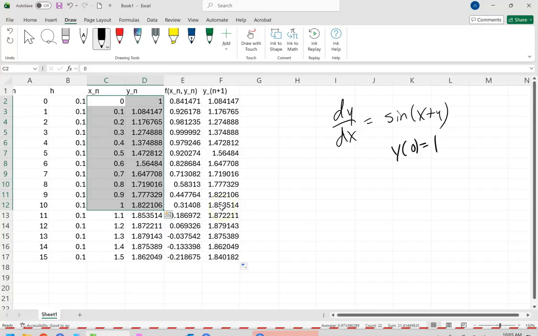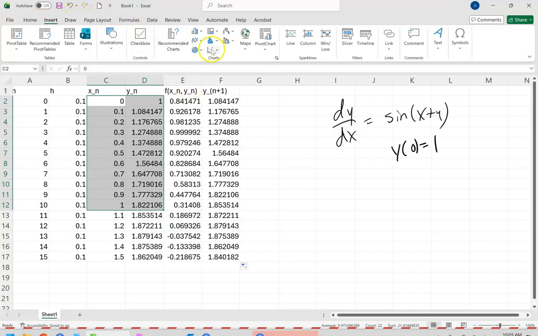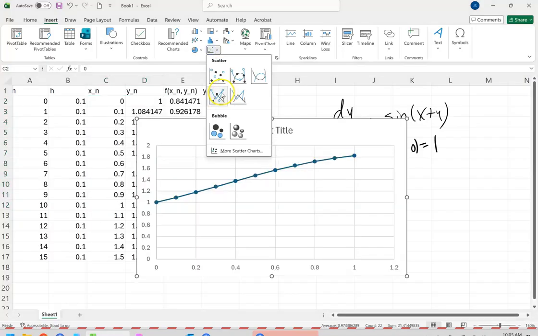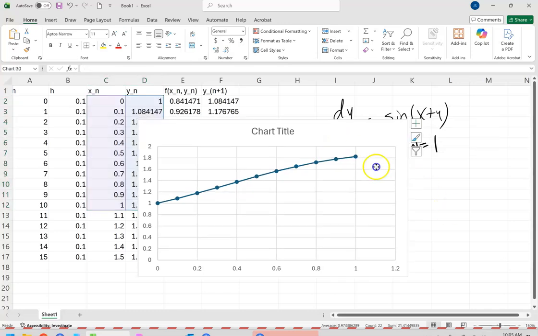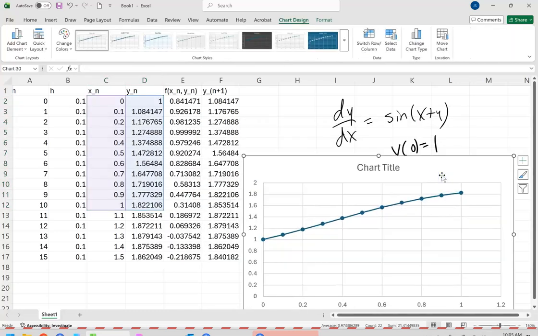And so the approximate value here would be 1.822-ish, right? If I wanted to see what a graph of that might look like, you could insert a chart. And in particular, if I do a 2D line chart, there's what the graph kind of looks like. Just kind of nice. We'll come back to that here in a second.